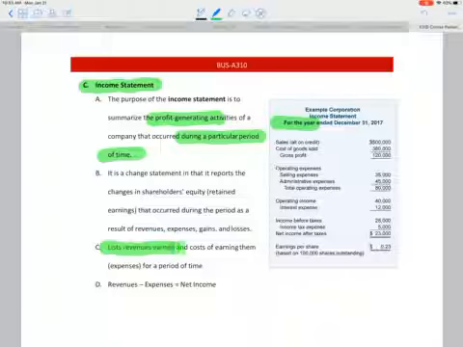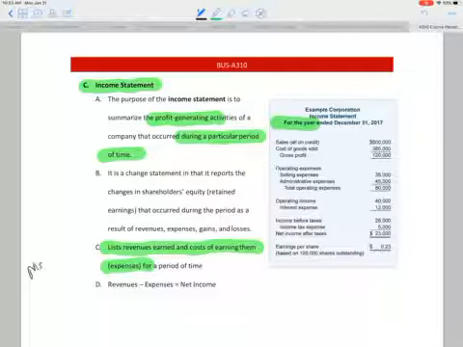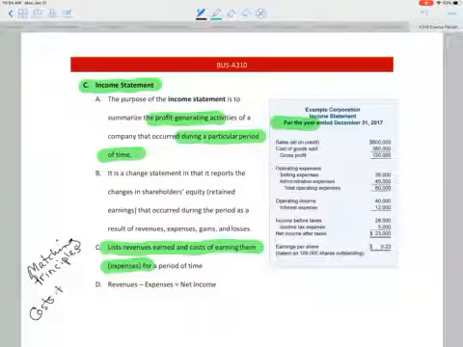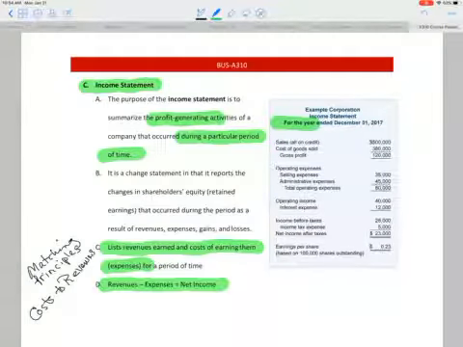It lists the revenues earned and the cost of earning them. So expenses are the costs of generating the revenues. And so what we want to do is apply the matching principle. So the matching principle applies here, and that means that we are matching the costs of generating the revenues to the revenues earned in the same period of time. And the income statement, of course, shows revenues minus expenses to get us net income.